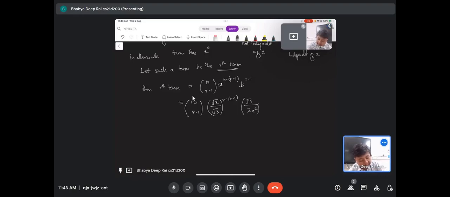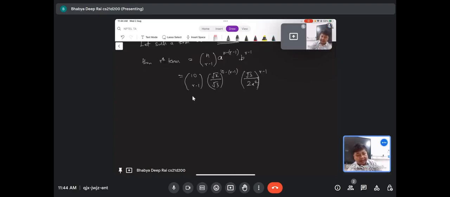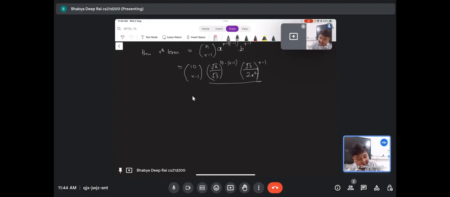Okay, whole power r minus 1. And here let me write the n as 10 because it's 10 for us. Okay, good. Next, what do we do? Let me expand these two. Okay, 10 choose r minus 1. So root x can be written as x to the power half. And let me put that 10 minus r minus 1 inside, and divided by root 3 whole to the power 10 minus r minus 1.